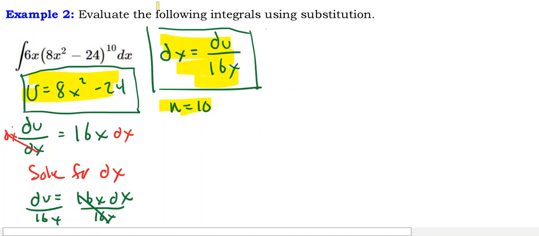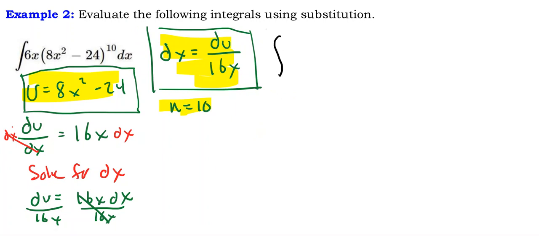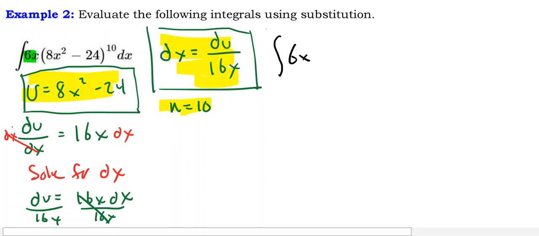All right, so let's do it. First of all, we have an integral sign, and then we have that other stuff. Well, we're just going to write the 6x that's part of that other stuff. Write it down. And then we have our u raised to the n power. So I'm going to take out the 8x squared minus 24 and put in u.